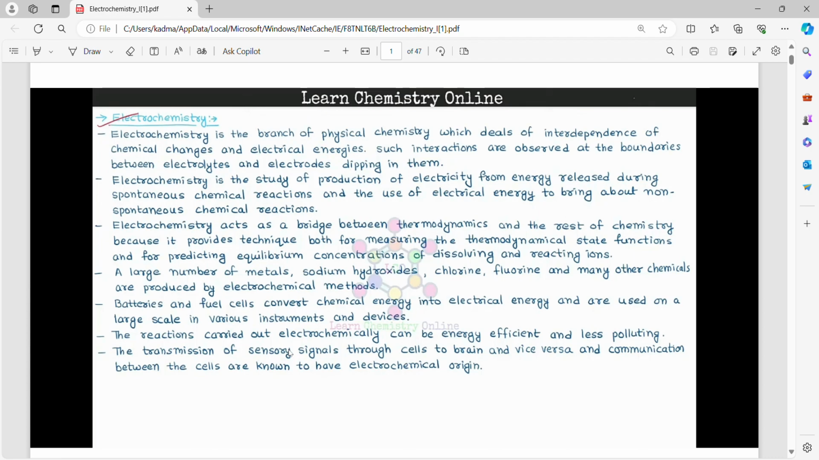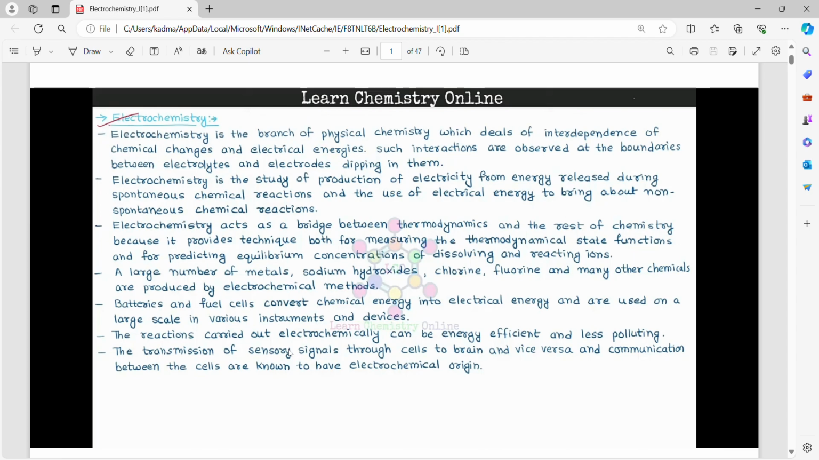Electrochemistry acts as a bridge between thermodynamics and the rest of chemistry because it provides a technique both for measuring the thermodynamic state functions and for predicting equilibrium concentrations of dissolving and reacting ions. A large number of metals, sodium hydroxide, chlorine, fluorine, and many other chemicals are produced by electrochemical methods. Batteries and fuel cells convert chemical energy into electrical energy and are used on a large scale in various instruments and devices. The reactions carried out electrochemically can be energy efficient and less polluting.